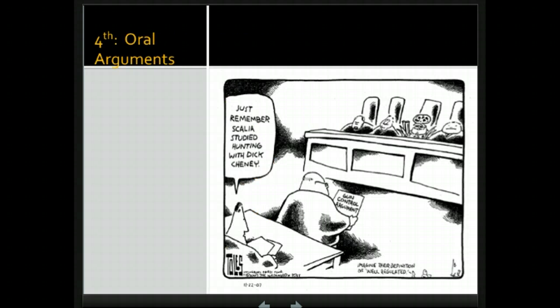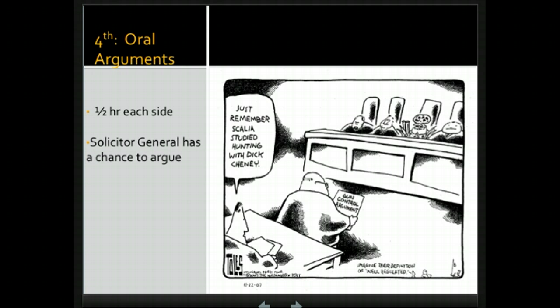So, the next step is oral arguments. The judges have read the facts of the case, they've read both sides' lawyers' briefs, they've read the amicus curiae briefs and the Solicitor General's briefs, and now they're prepared to actually talk about it. Each lawyer gets half an hour to address the court. They basically summarize their brief and their argument, and they put forward their best arguments, and they have to talk quickly too, because they're going to get interrupted and questioned by the judges.